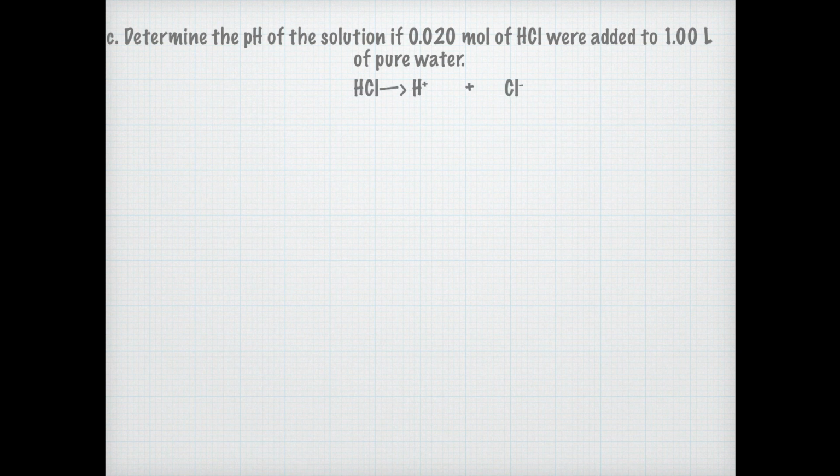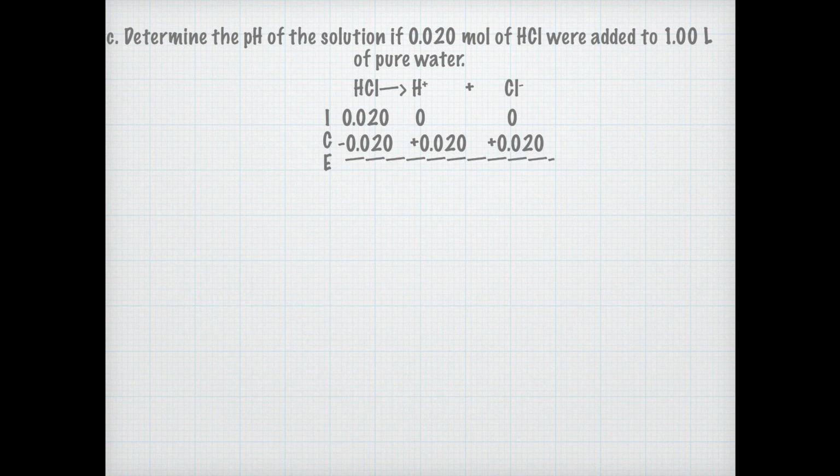Well, if you just add a strong acid to water, I'm going to create my ICE chart. You don't have to, because technically it completely dissociates, so you know your concentration of H+ at the end, but I'm still going to show it. I have that concentration of my strong acid, no concentration of my ions. The change, because it's a strong acid, is going to be the entire amount, 0.020, plus, and so what I get at the end is a concentration of 0.020 of hydrogen ions. So since I've got just hydrogen ions there, remember Cl- doesn't affect the pH, I'm going to take the negative log of that value, and that gives me my pH.